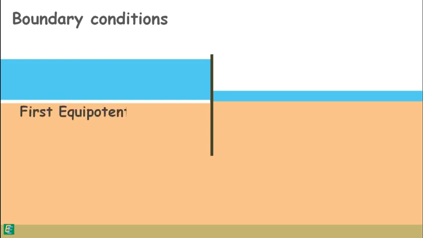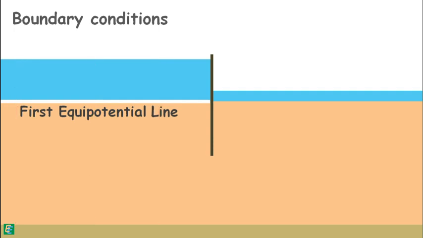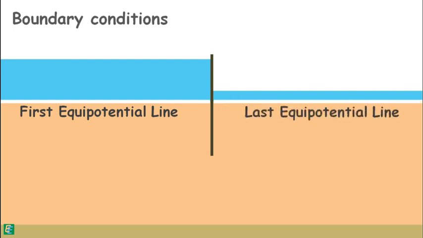is the first equipotential line of our flow net, as at every point on this line the total head is same. Second boundary condition is similar, and that is the downstream surface. It is the last equipotential line of our flow net. The third boundary condition is this sheet pile.